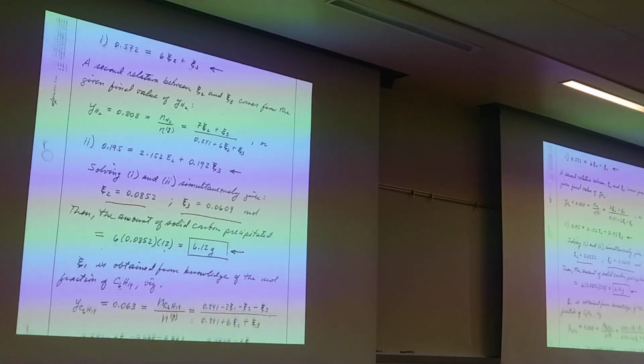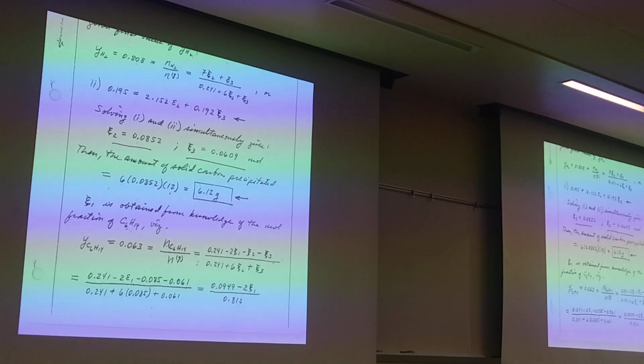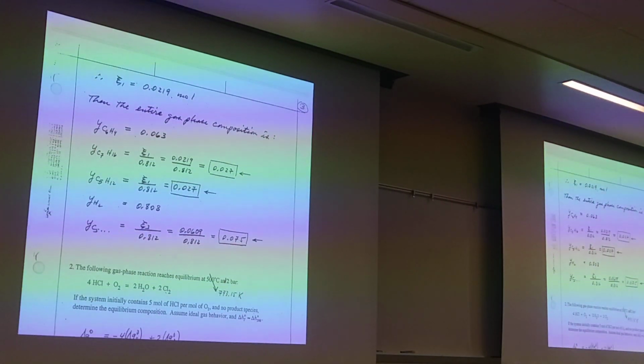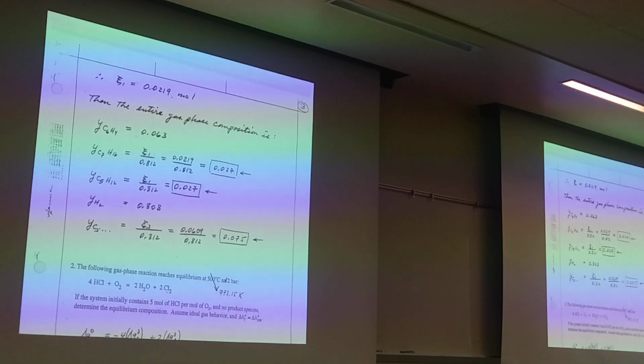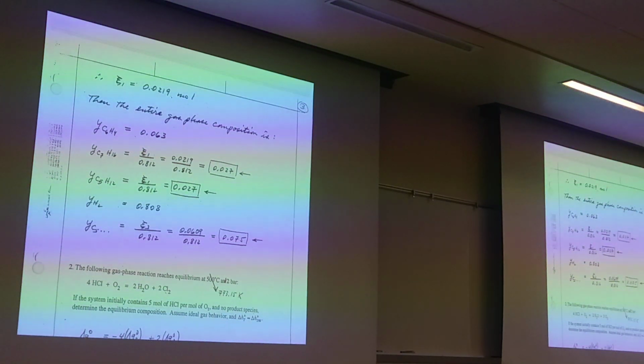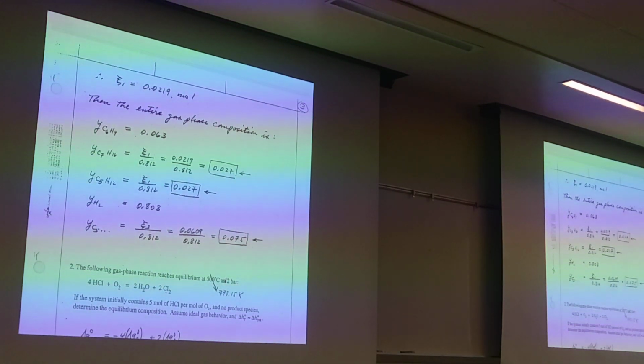That's number of moles, so I can multiply that by the molecular weight for carbon and get 6.12 grams of carbon precipitated. We have left to solve for ξ1, and that's obtained from knowledge of the mole fraction left of the hexane, 0.063. I can write out the expression for that, but ξ2 and ξ3 have already been solved for, so I can stick in the numbers and I get this simple equation from which I can solve ξ1, 0.0219. From which now I can reconstruct the expressions for all of the mole fractions in the gas phase of all of the components, and here they are.